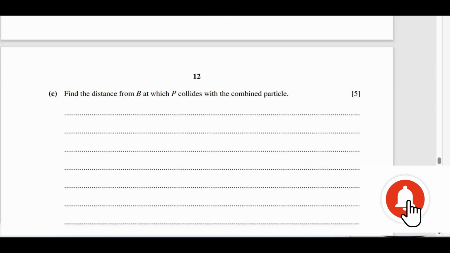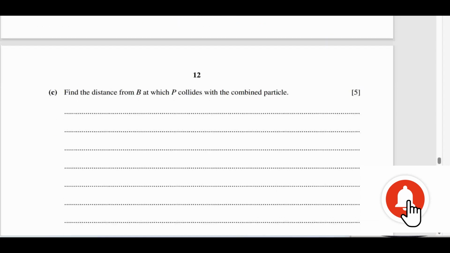The next part. Find the distance from B at which P collides with the combined particle. Now we have to find the distance from B at which P collides with the combined particle. Now इसका मतलब ये है कि what we have to find out? We have to find out the distance of P from B. Now first of all let's find out the sloping time.